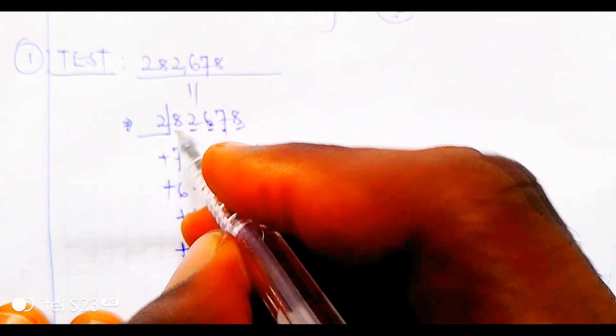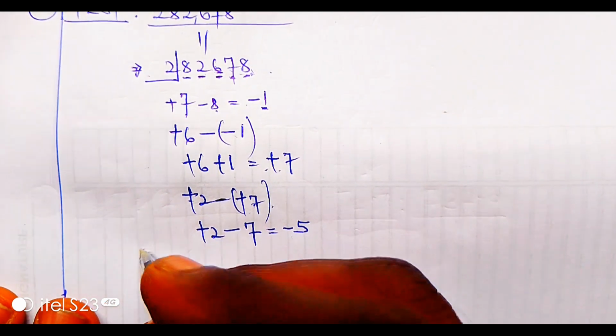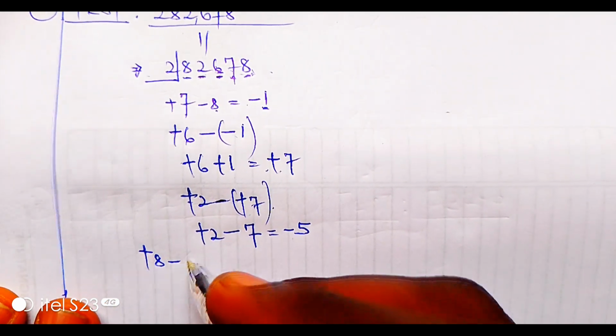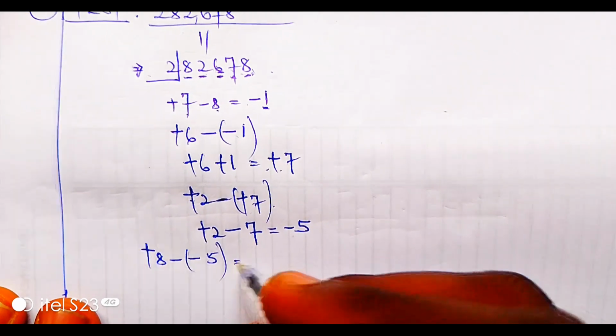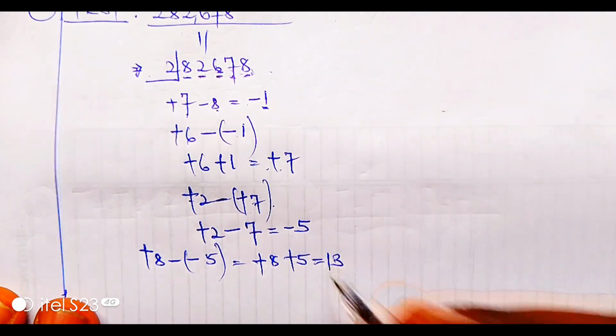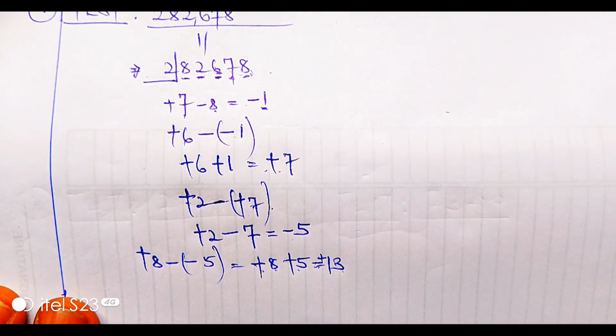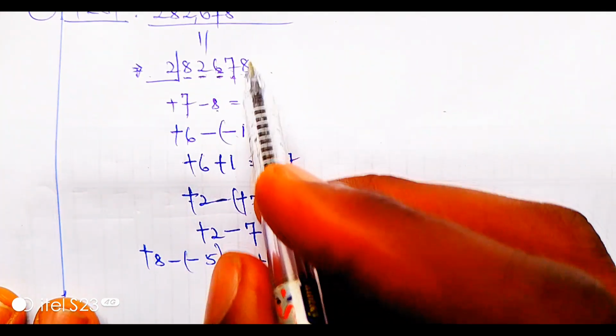So next, we bring in the 8. The 8 is the next that will come in. Plus 8 minus 5. That'll give me plus 8 plus 5, which is plus 13. Having 8, having 5 is plus 13. So now we've combined all those numbers together. How did we do that?